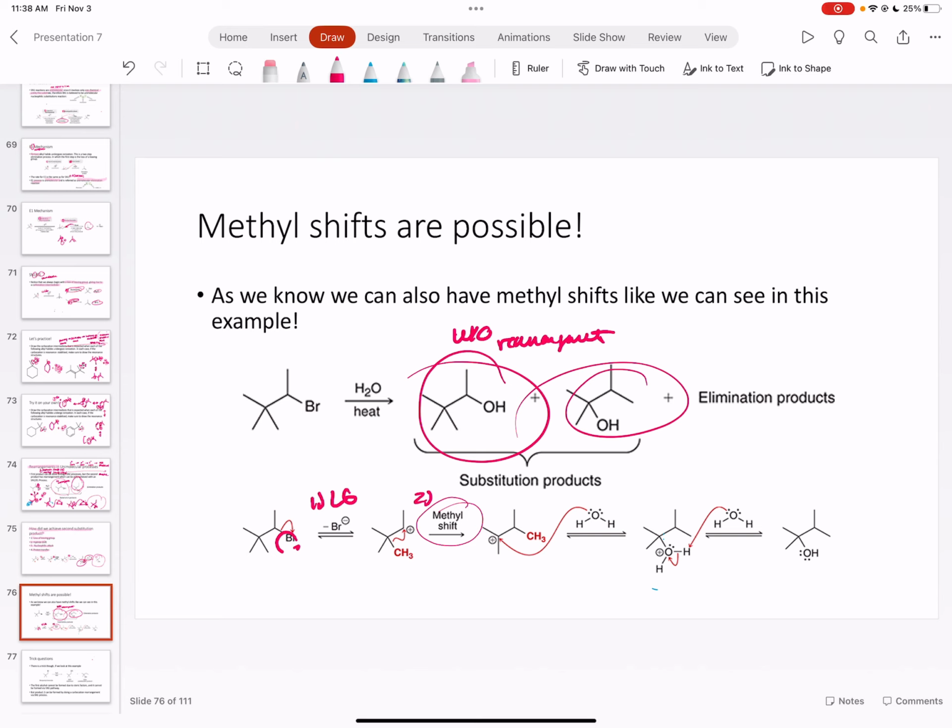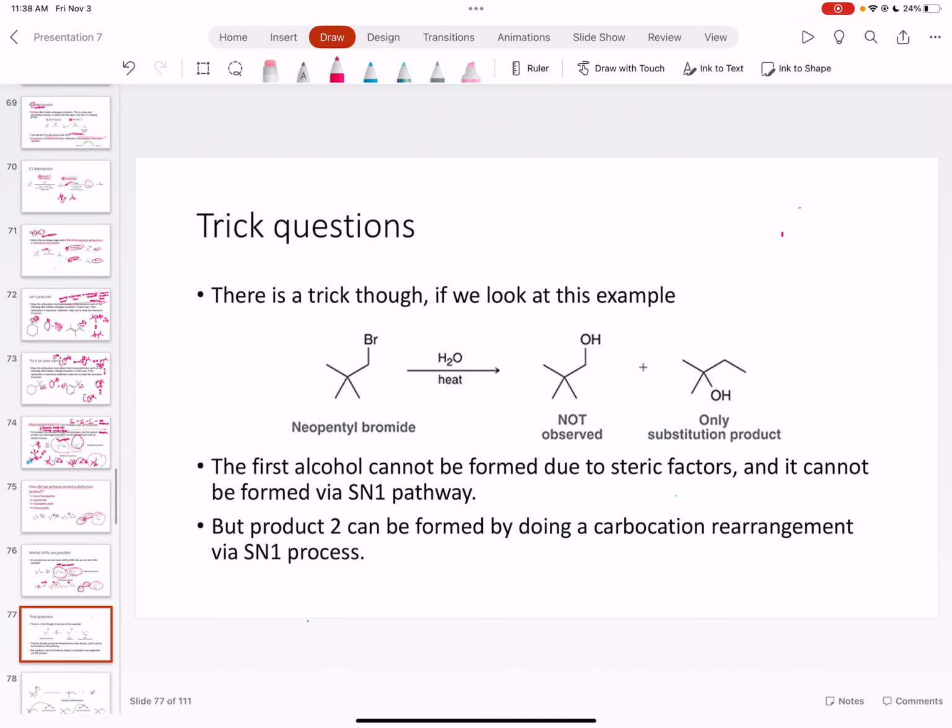And then we're gonna have a nucleophilic attack. We have an extra hydrogen in there. We have an oxygen positive, so there's a possibility of using our nucleophile to take out that extra hydrogen that we have, so we can get our final product. So, trick questions. There's a trick though if we look at this sample. The first alcohol cannot be formed due to steric factors, and it cannot be formed via an SN1 pathway. But product 2 can be formed by doing a carbocation rearrangement via an SN1 process.